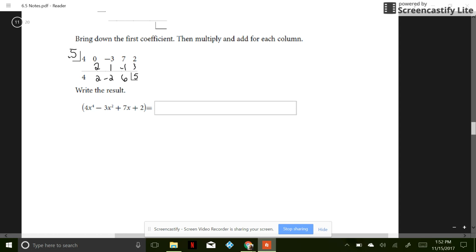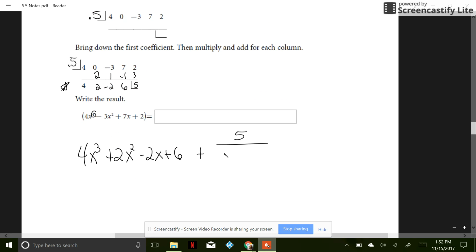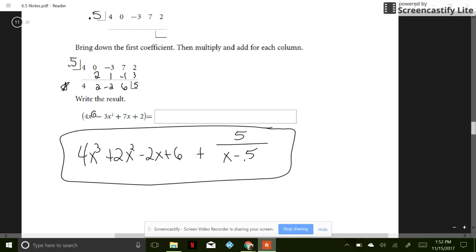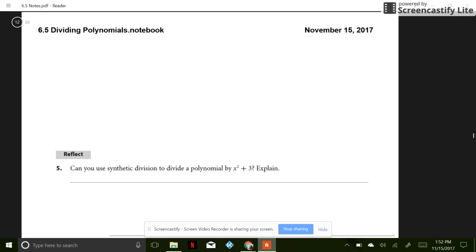So our solution, we started to the 4th power. So our solution, we use the coefficients here starting cubed. So we'll have 4x cubed plus 2x squared minus 2x plus 6 plus our remainder value 5 over our divisor, which we said was x minus 0.5 or x minus 1/2. So that's our solution. These take a little practice and getting used to, but once you do that, they do go pretty fast compared to the long division.